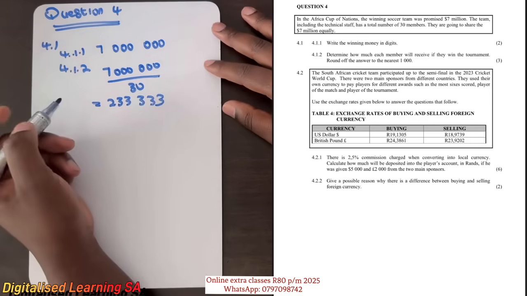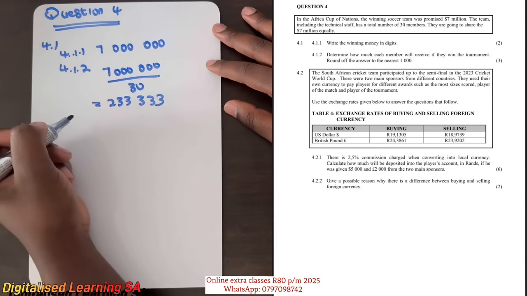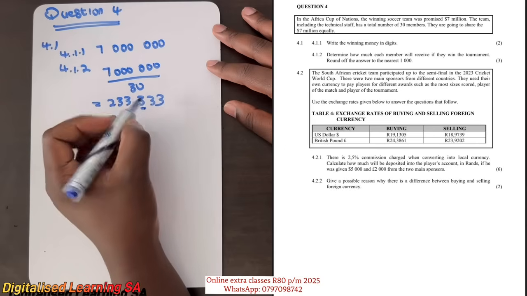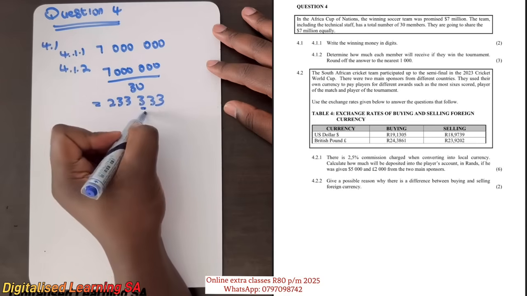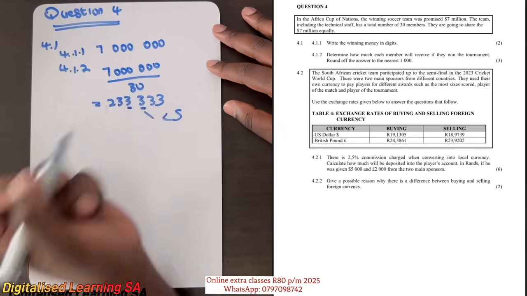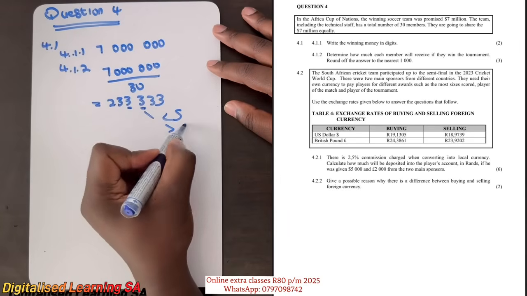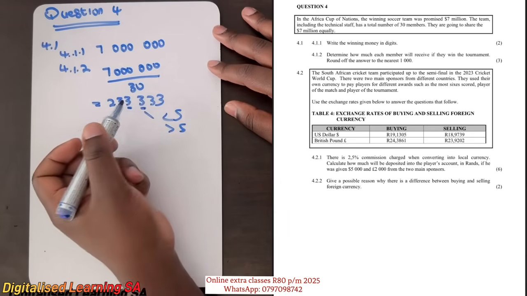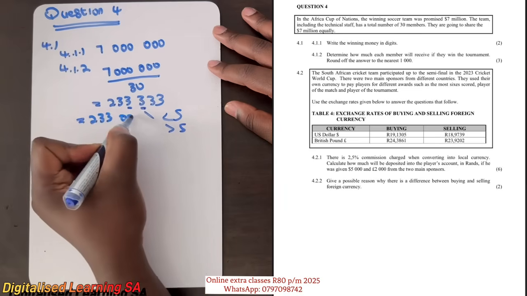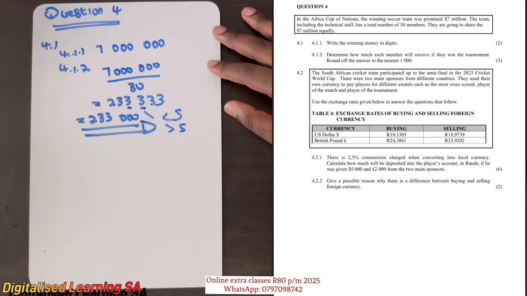Okay, so we are told to write our final answer after rounding it off to the nearest 1,000. So we are going to focus on these 3s. We can see that this 3 here is less than 5, meaning that the 3 on the other side is going to remain the same. But if the 3 was greater than 5, then this 3 would now be 4. So our final answer will be 233,000.